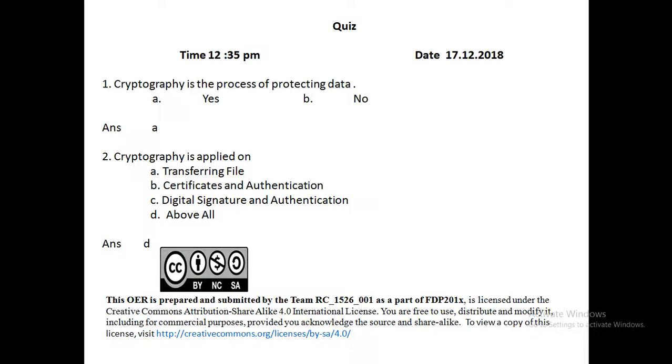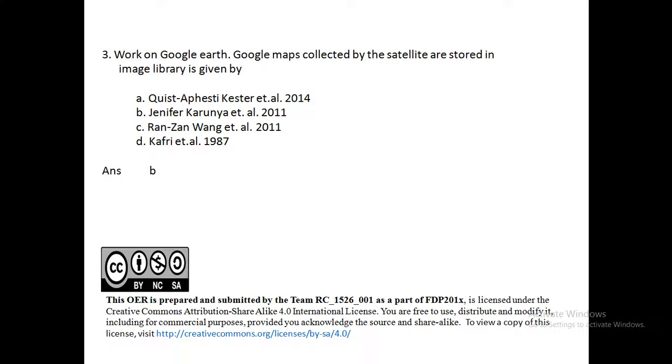Here we are giving a few questions. For example, cryptography is the process of protecting data, whether yes or no. The second question is cryptography is applied on: number 1, transferring file; second, certificate and authentication; next option is digital signature and authentication; and the last option is all of the above. The next question is, work on Google Earth map collected by satellite and stored in an image library is given by which author? Quest Calvi in 2014, Jennifer 2011, Ran Zhan in 2011, or Caffrey in 1987. Which option is the correct option?